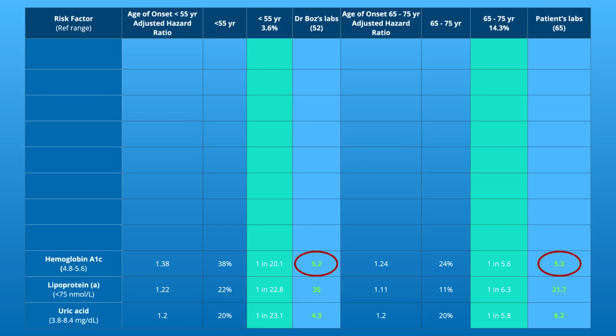In my age group, if the hemoglobin A1C is abnormal, it takes my risk of heart disease from 3% to about 38%. That's 1 in 20. When you look at my patient who's a decade older, her risk is a 24% increase. But because the baseline for heart disease is already at 14%, that's about 1 in 5.5 people. Hang in there. This makes more sense in the next few labs.